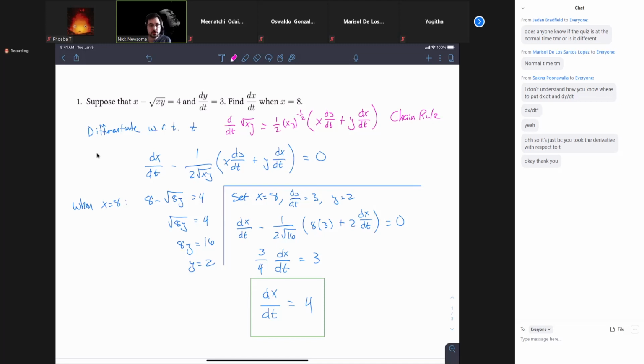All right, so the only time calculus happened in this entire problem was right here. This is the only place that calculus happened. Everything else was algebra.